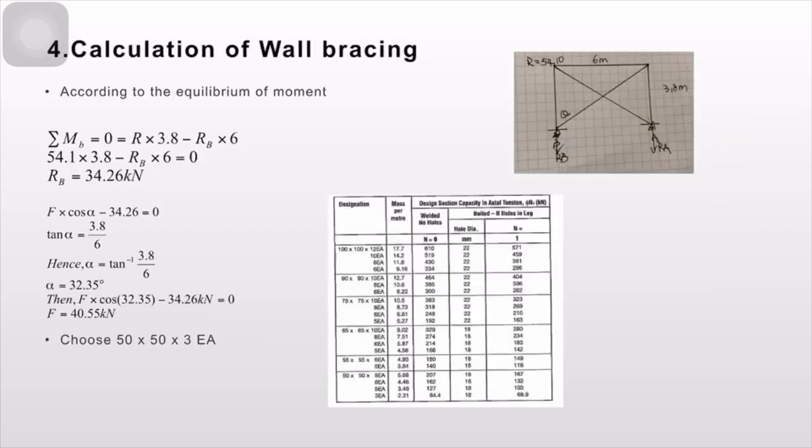And then we calculate the wall bracing by using the rule of equilibrium of moment, and we find the force is equal to 40.55, and then we choose the section 50 times 3 EA.